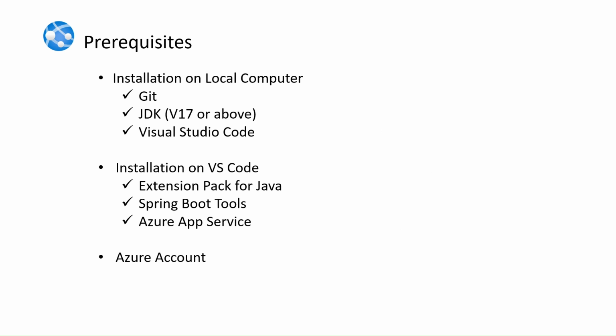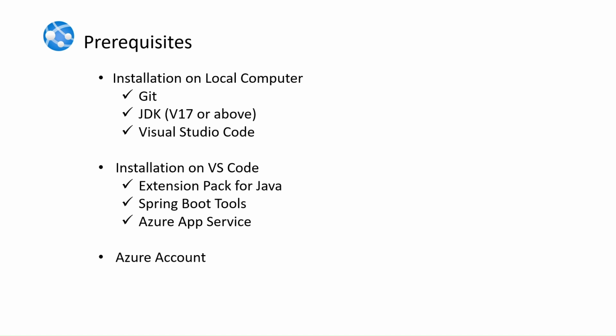For this tutorial to be completed, you need to have the below setup completed beforehand, and please refer to the description for the software download links. First, installation on local computer: Git, JDK version 17 or above, Visual Studio Code. And there are certain extensions to be installed on the VS Code. They are extension pack for Java, Spring Boot tools, Azure App Service. And apart from that, you need to have an Azure account to create the app service and deploy to it.